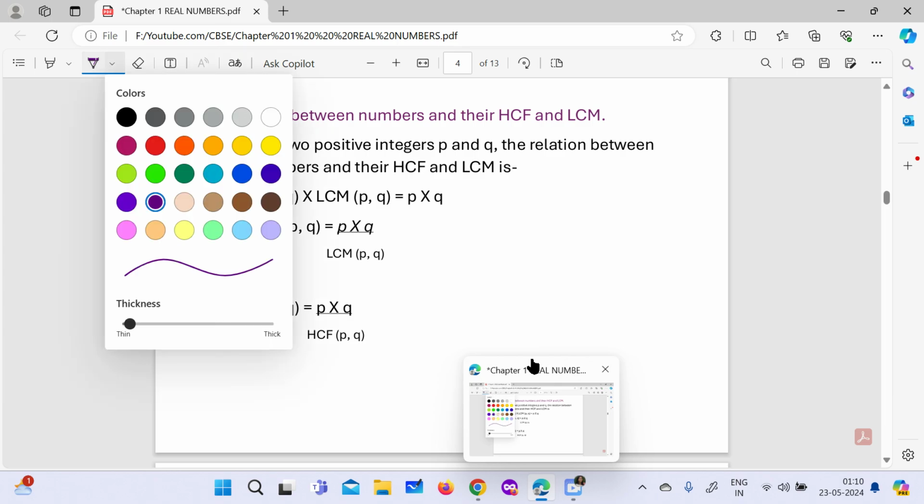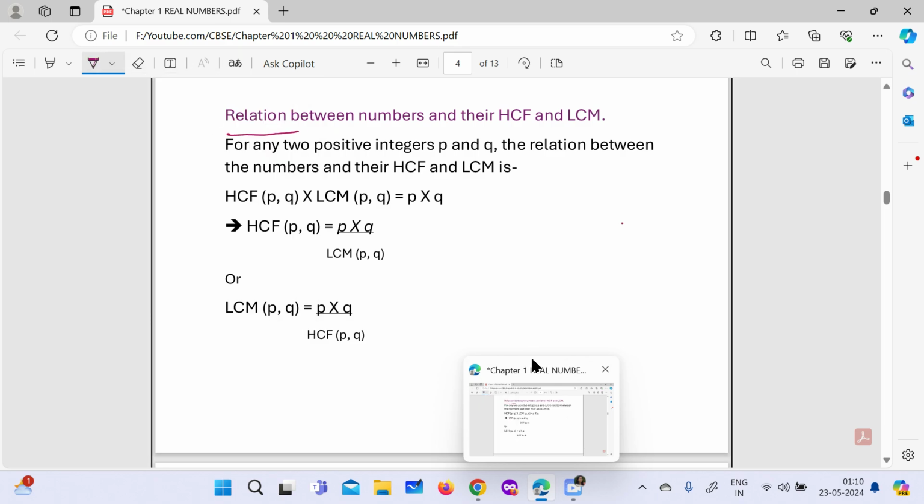Next topic. Here you have the relation between numbers and their HCF and LCM. For any two positive integers p and q, suppose your numbers are p and q, then HCF of p and q times LCM of p and q is equal to the product of p and q. So this is the relation: HCF of any two numbers times LCM of those numbers is equal to the product of the numbers.